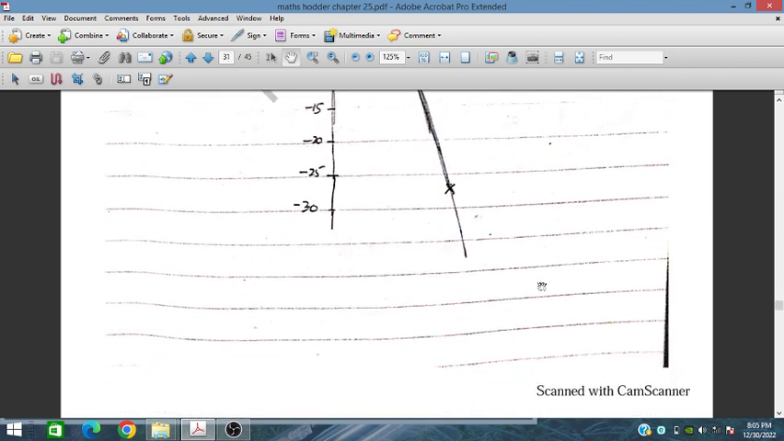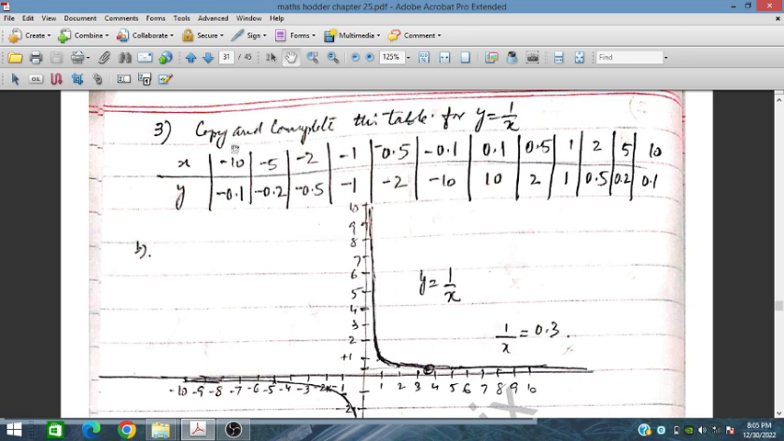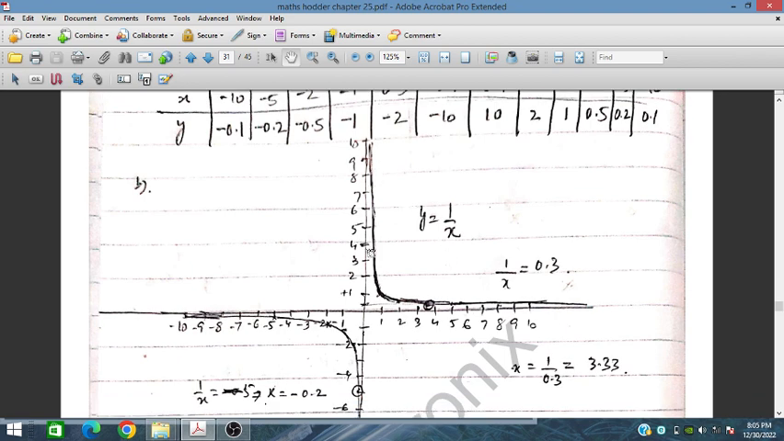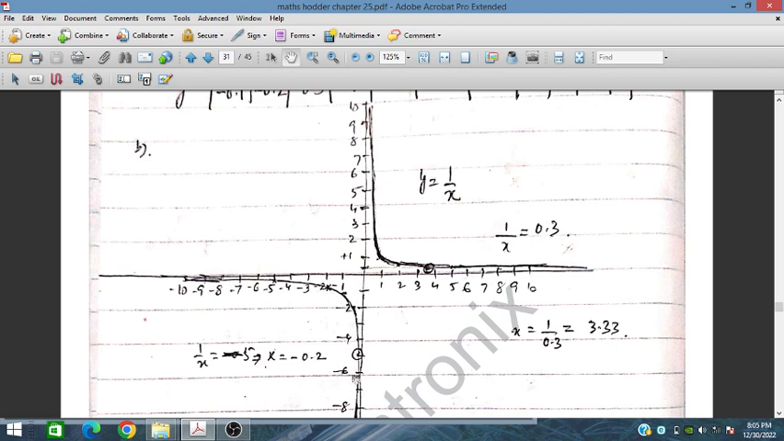So this is part of the third question. Here we copy and complete the table. y is equal to 1 over x. So x values are from minus 10 to 10, and values are given here, and the corresponding value of y is equal to this, and so we have plotted it like this. So y is equal to 1 over x, we have this plot, and for the negative side we have this plot.